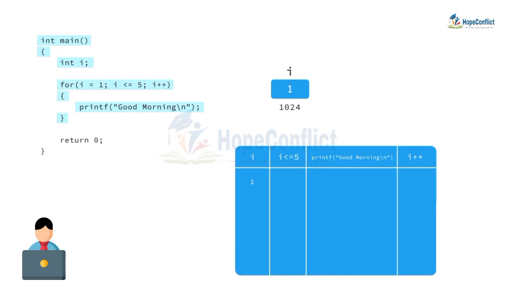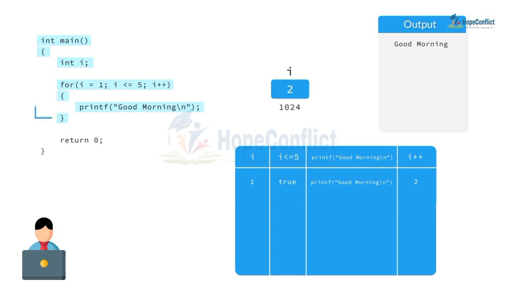So in the first iteration, initialization happens and I equal to 1 now. Then we check the condition. 1 is less than or equal to 5, so condition is true. So it executes the statements inside, which is print good morning, so it will be printed. And then it will perform the increment operation, so I becomes 2. So first iteration is thus completed.